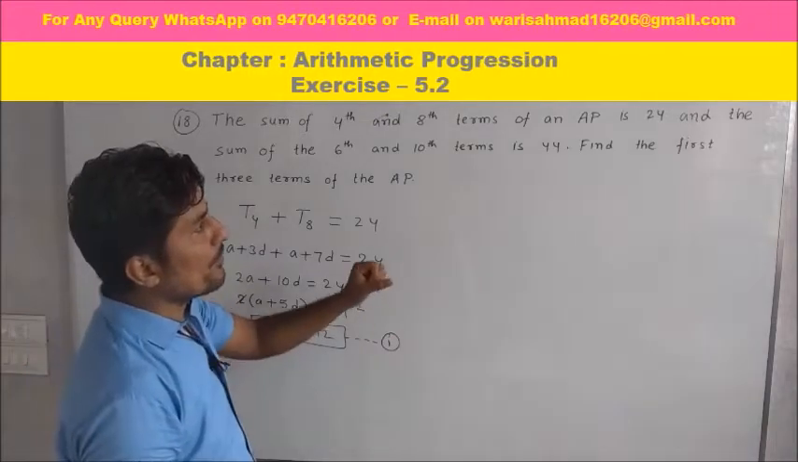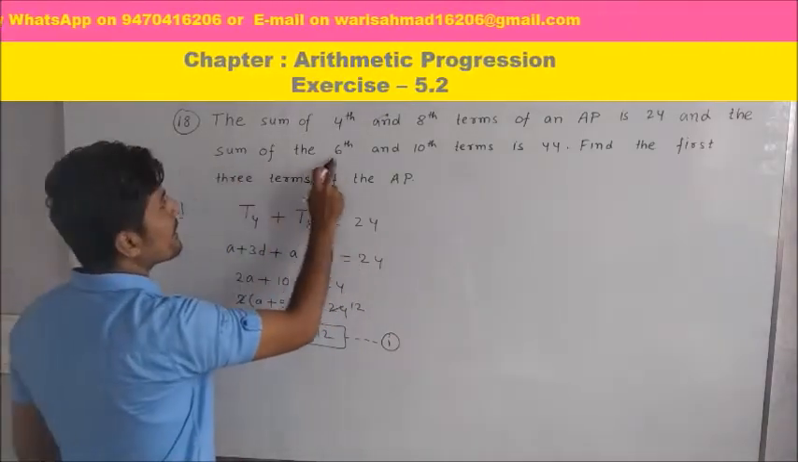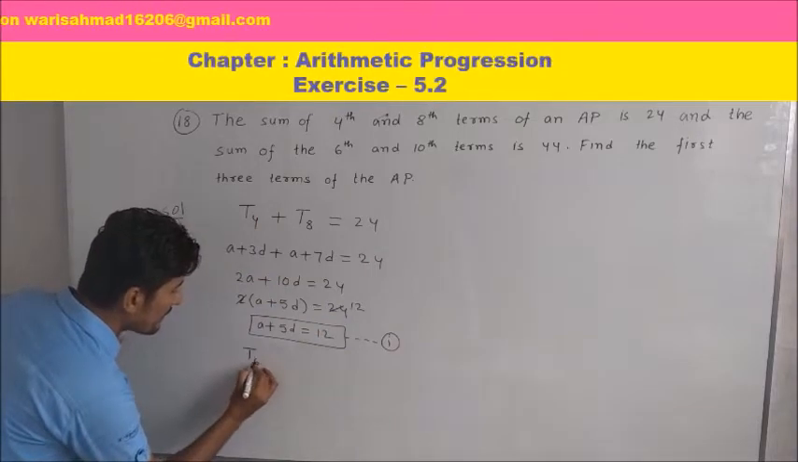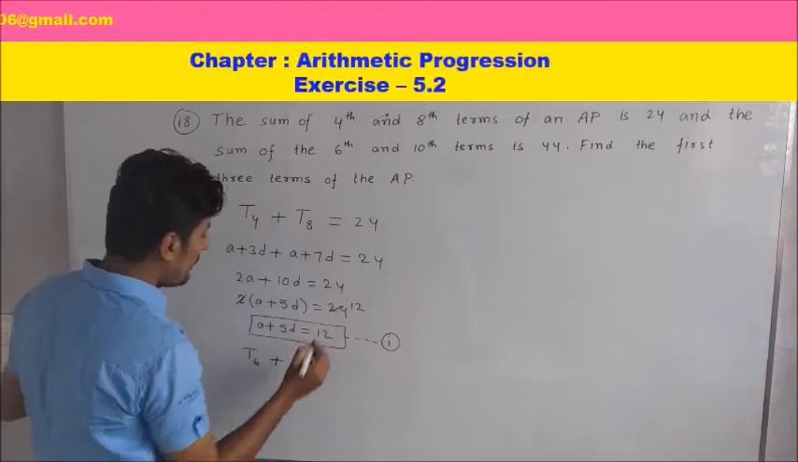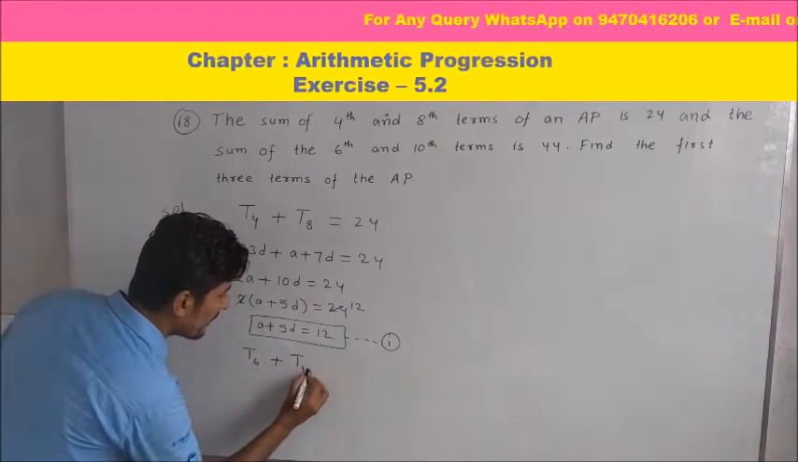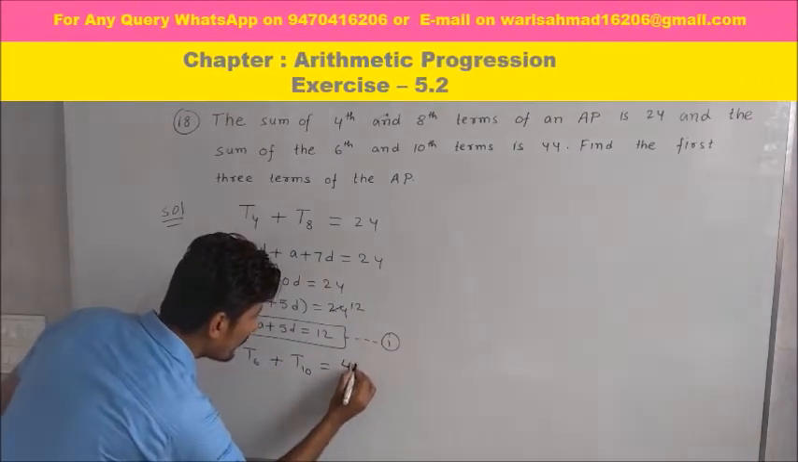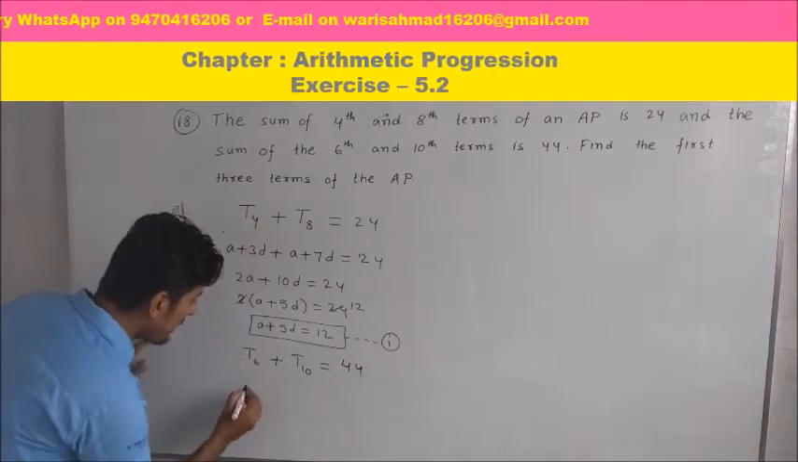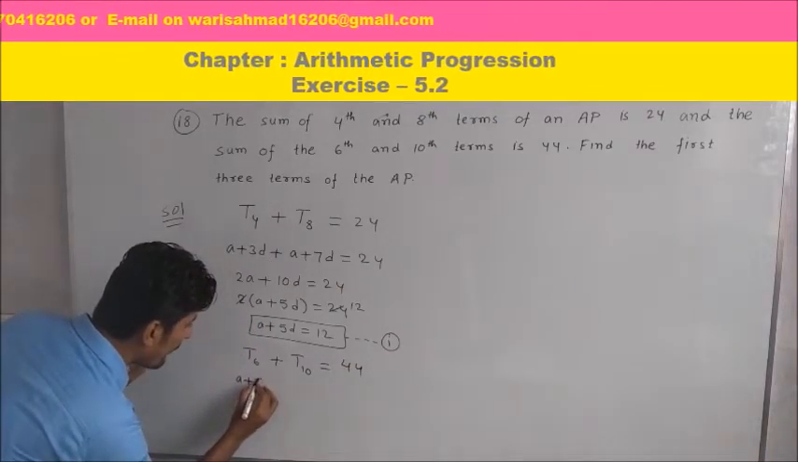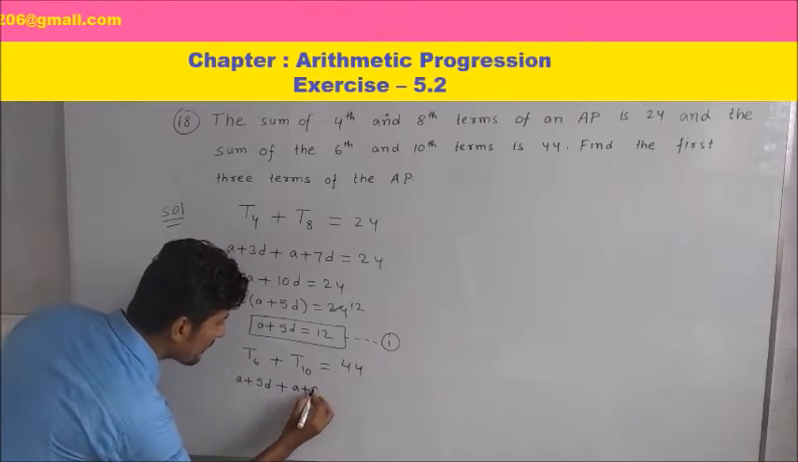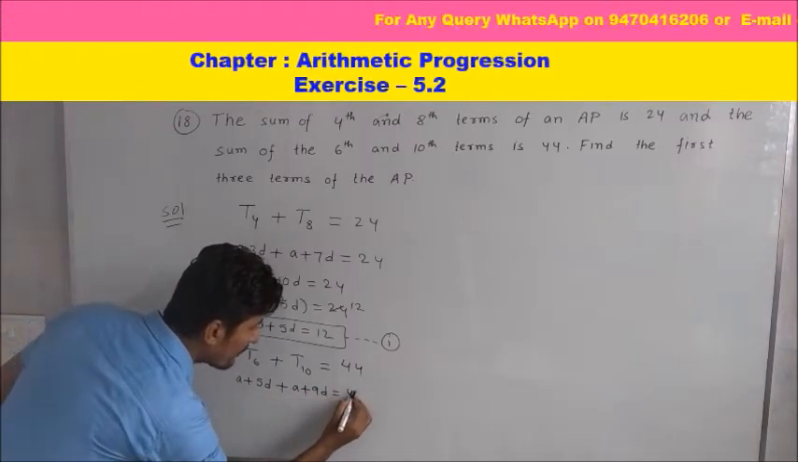Similarly, the next line of the question, the sum of the 6th and 10th term. The 6th term will be equal to T6 plus the 10th term will be equal to T10. The sum of these two is given as 44. So we can write T6 as A plus 5D plus T10 as A plus 9D equals 44.